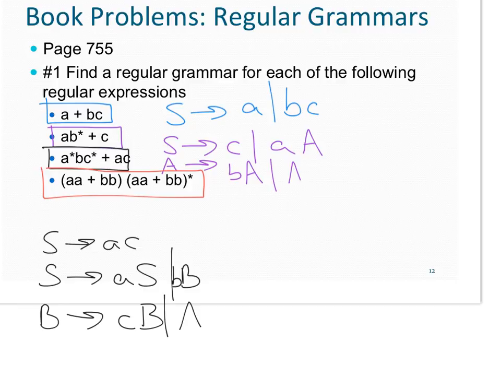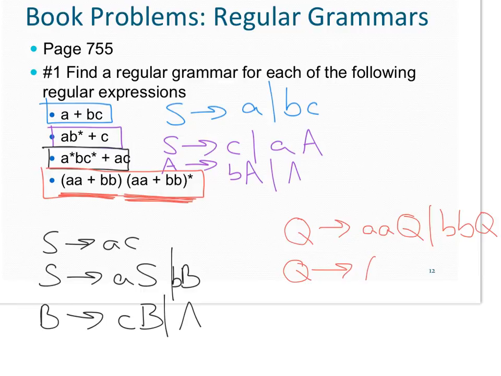So let's see. Instead of starting with S, let's start with Q for a change. So Q could go to AAQ or BBQ. And really, that's going to give us as many pairs of A's or pairs of B's as we want. Because remember, you have to have at least one AA or one BB, and then you follow that with zero or more of whichever you like. So the trick here is going to be ending. We can't say Q goes to lambda as another rule, because that would mean lambda would be in our language, right? We can't have lambda in our language, so that's not a rule we can have.